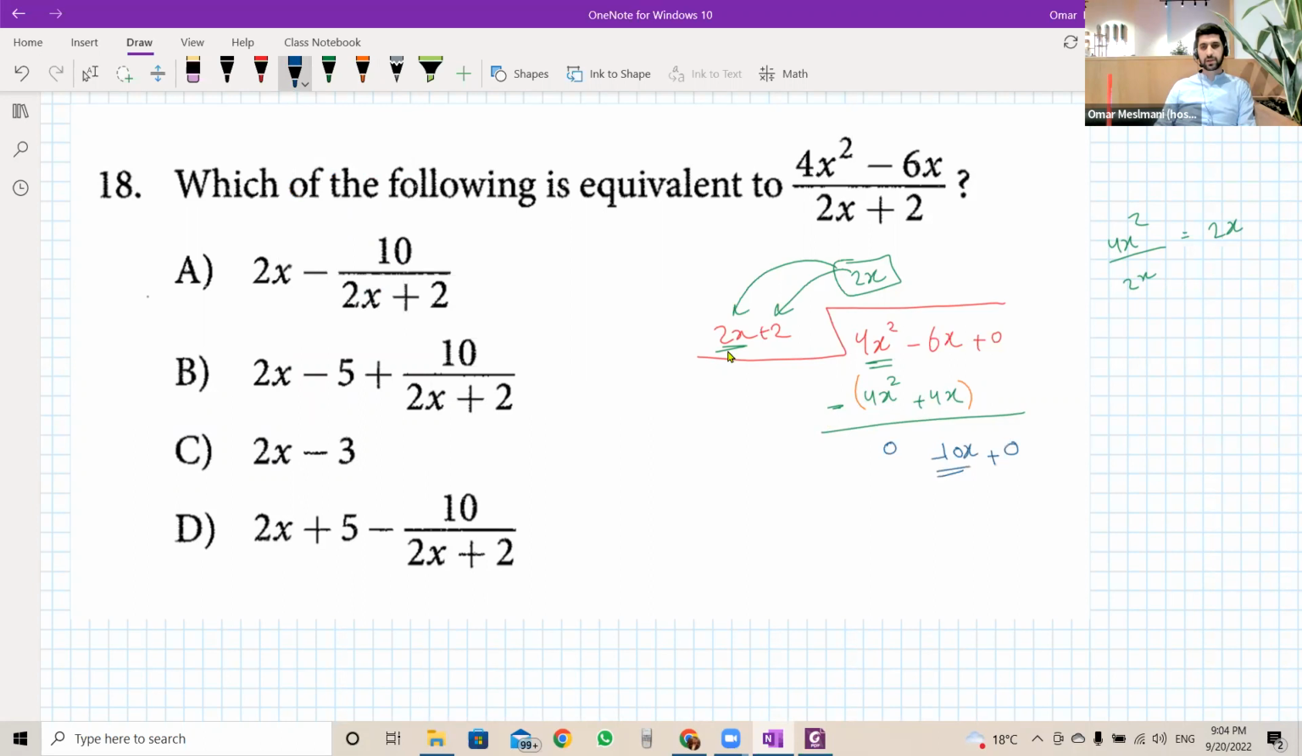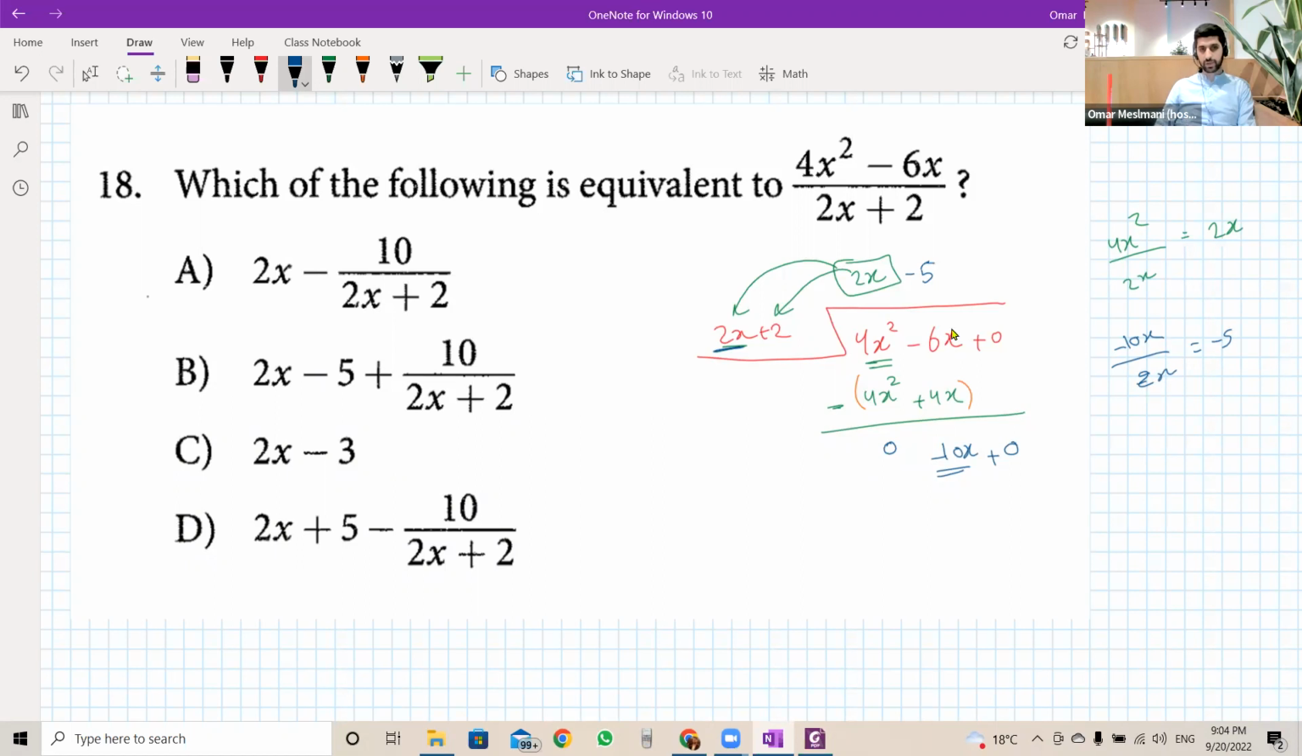Now take the first term and the first term. Negative 10x over 2x is going to be negative 5. Over 2x, exactly. No, it's going to be negative 5. Negative 10x divided by 2x, okay?